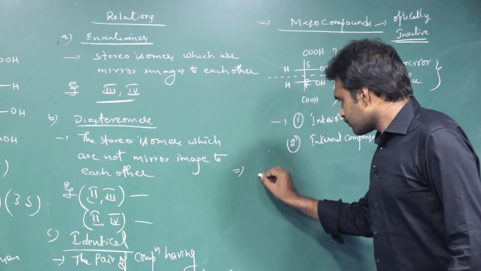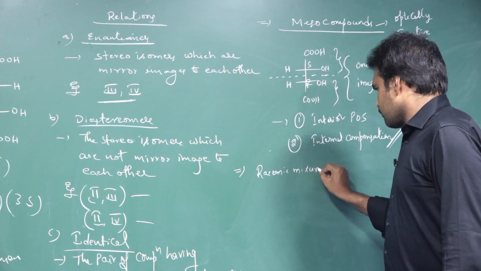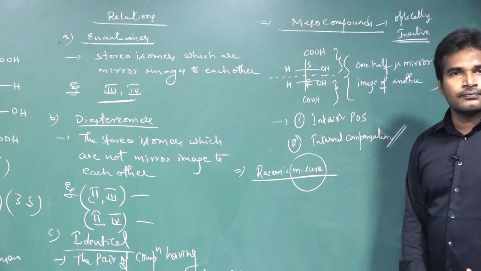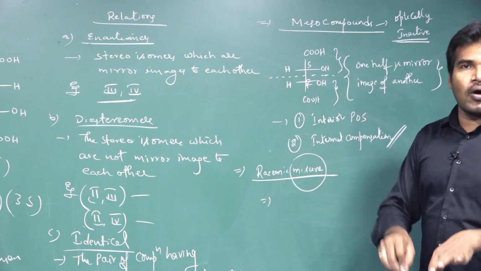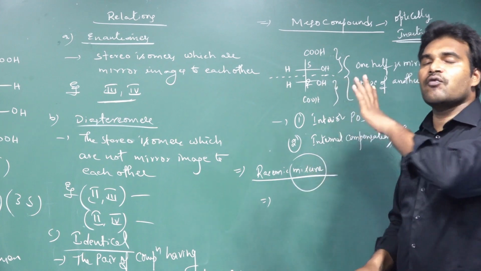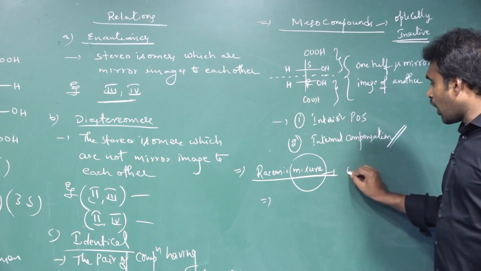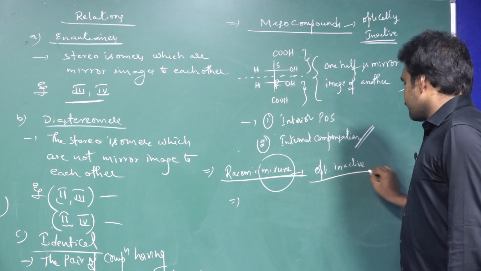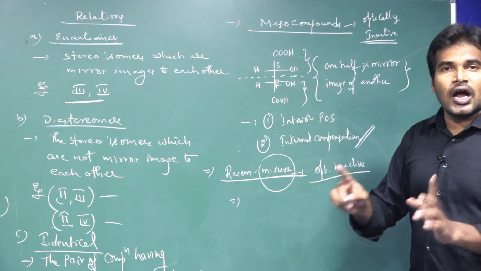Next, racemic mixture. So what is a racemic mixture? The name itself says it's a mixture. A racemic mixture is nothing but a mixture of compounds, so both dextro compounds and levo compounds are present. And one more thing, a racemic mixture is also optically inactive. Meso compounds as well as racemic mixtures are both optically inactive.